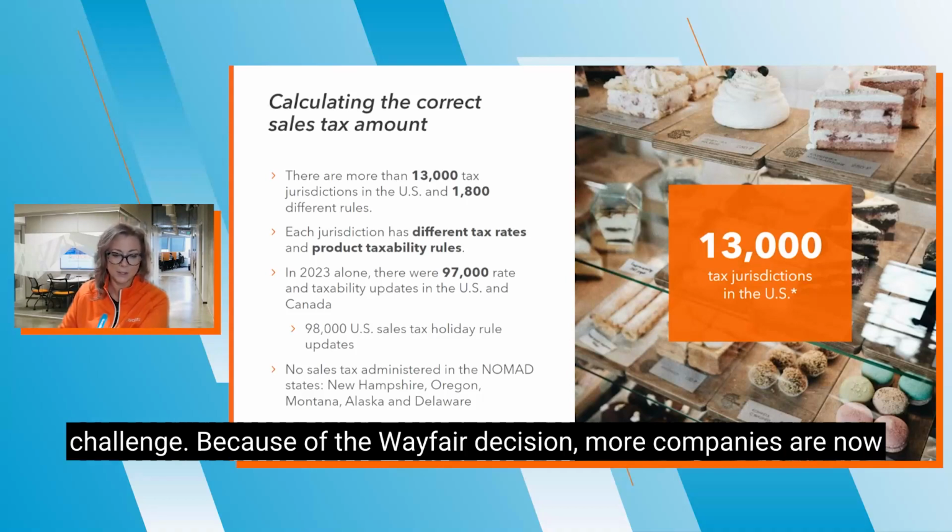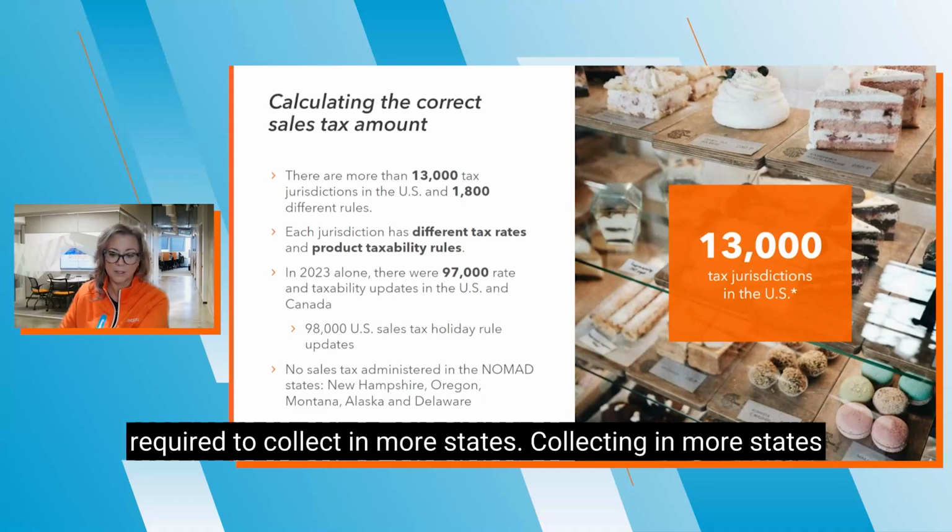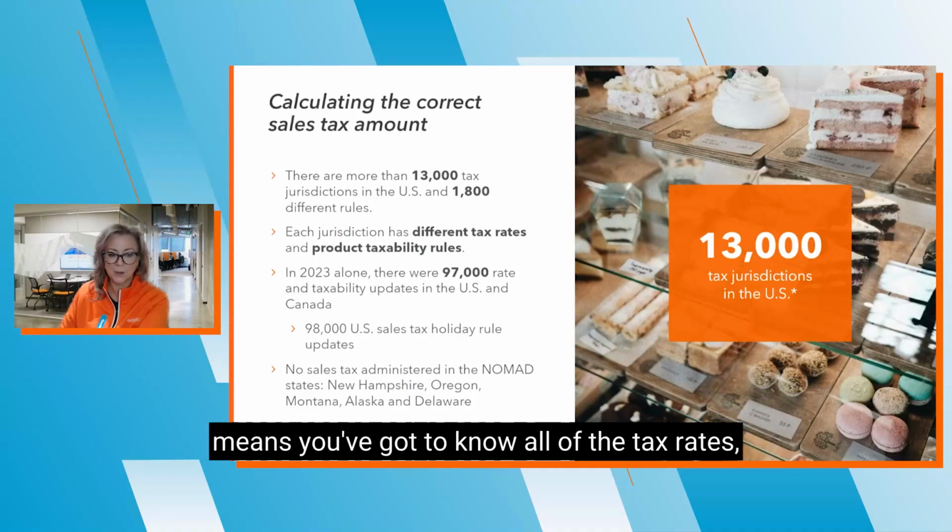So this challenge behind tax calculation also stems from what Kale has been talking about previously with this Nexus challenge. Because of the Wayfair decision, more companies are now required to collect in more states. Collecting in more states means you've got to know all of the tax rates, all of the tax rules.